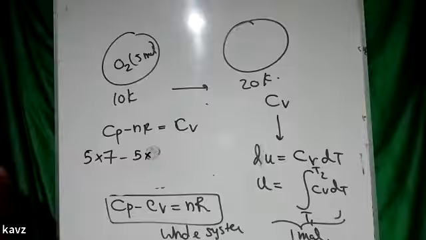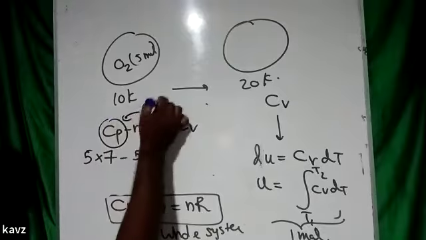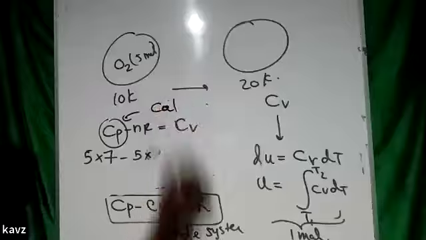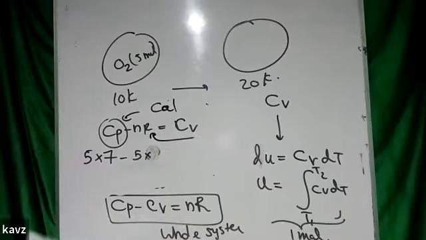R is, oh, there's a problem. Maybe you haven't completed this because the heat capacity was given in calories. So you have to convert the universal gas constant into calories, because it is in joules.